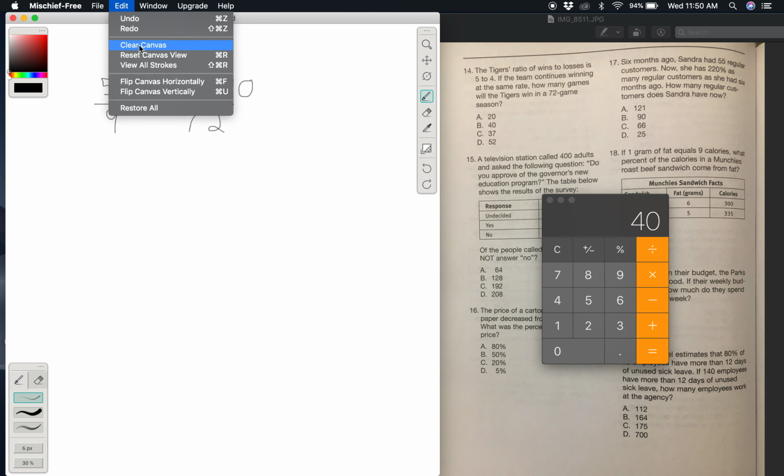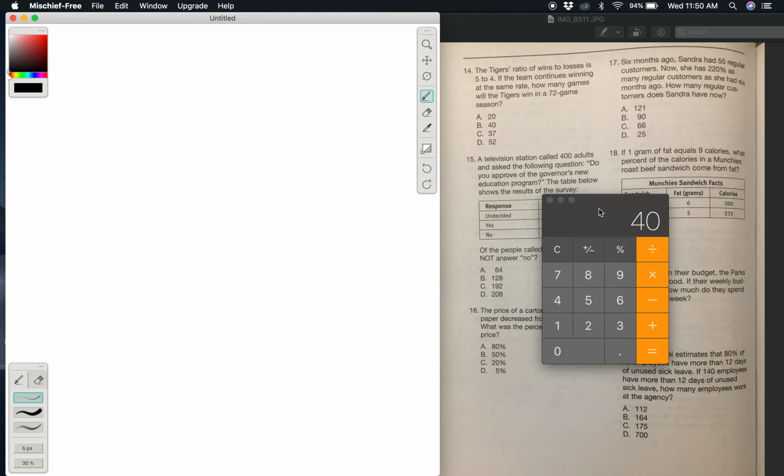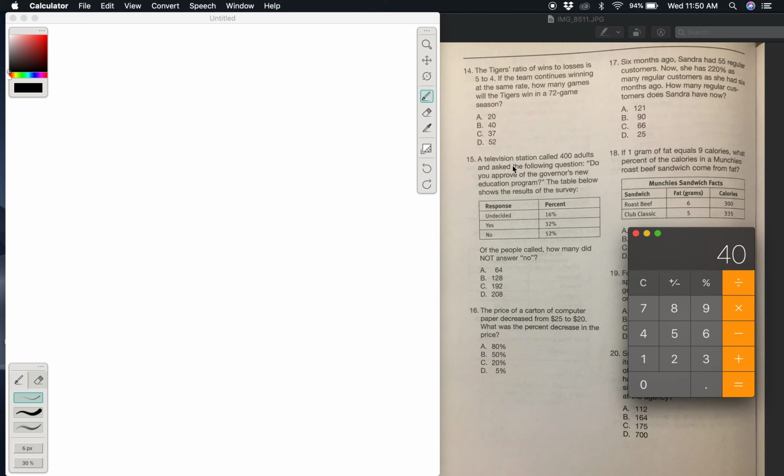Okay, let's clear this canvas. Now number 15. A television station called 400 adults and asked the following question. Do you approve of the governor's new education program? The table below shows the results of the survey. So undecided is 16%, yes is 32%, and no is 52%. Of the people called, how many did not answer no?